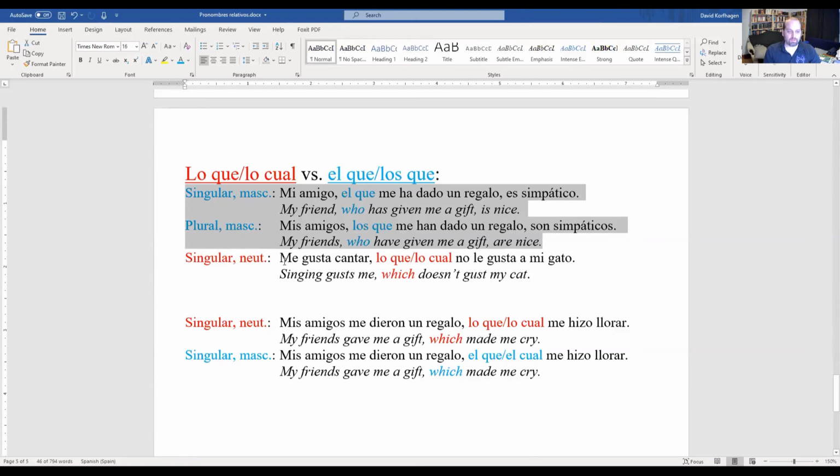But here, let's take me gusta cantar, lo que or lo cual no le gusta mi gato, to look at that example again. Singing pleases me, which doesn't please my cat, right? So this, me gusta cantar, is neither masculine nor feminine, it's neuter. And so notice that el que is masculine, lo que is neuter. And then los que is the plural of the masculine. And there's no plural for this. It can't be plural. It's just this thing that we can't identify as masculine or feminine.